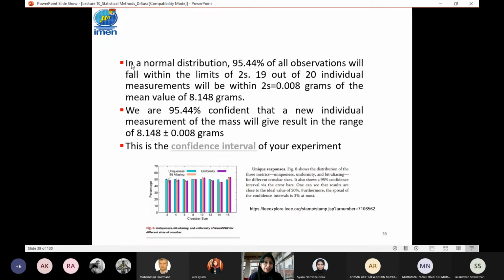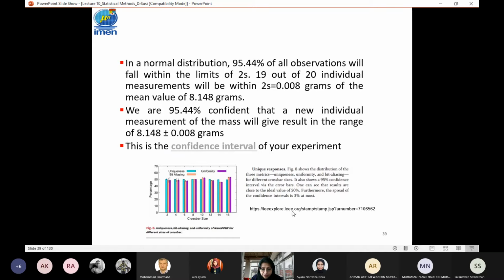Okay, so in a normal distribution, 95.44% of all observations will fall within the limits of 2S. So 19 out of 20 individual measurements will be within 2S, which is 0.008 of the mean value, 8.148. So you report your data as 8.148 plus minus 0.008 at a 95.44% confidence level. Okay, so this is what we call the confidence interval of your experiment.